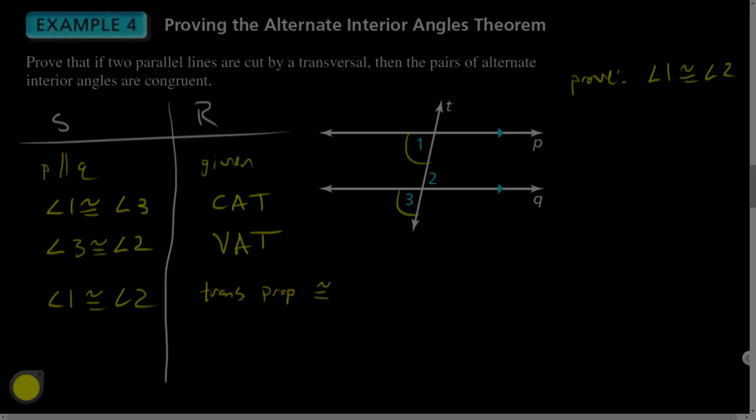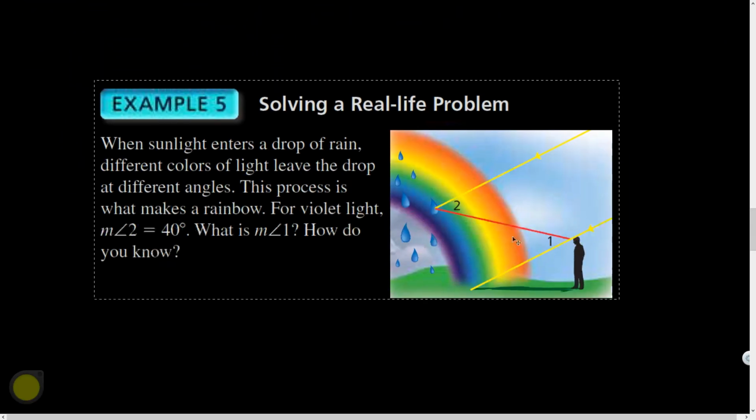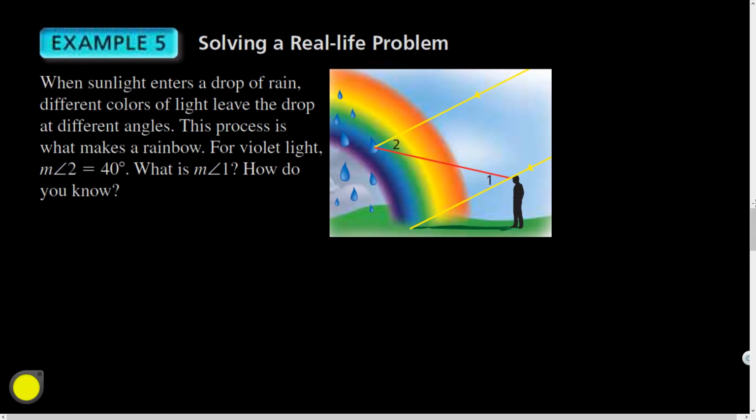Here we go. We got example 5. Guys, this is like a pretty rainbow. On yours, it's just black and white or grayscale. Solving a real life problem. I don't know, if looking at rainbows is a problem, I don't think anything's gonna cheer this guy up. When sunlight enters a drop of rain, different colors of light leave the drop at different angles. The process is what makes a rainbow. For violet light, the measure of angle 2 is 40 degrees. What is the measure of angle 1? How do you know?